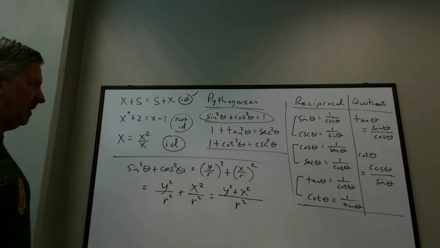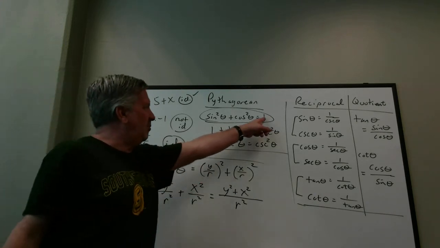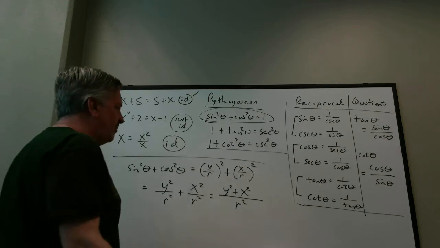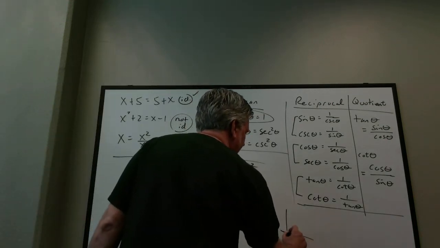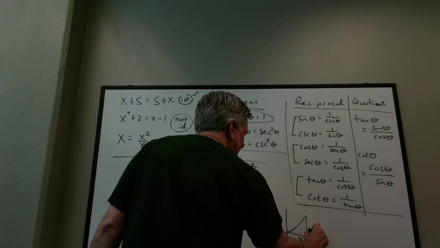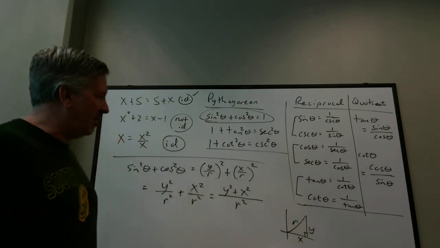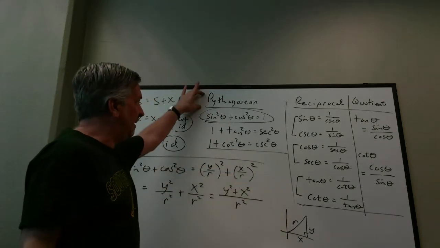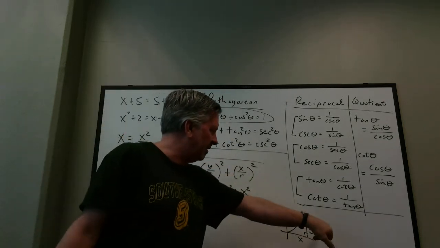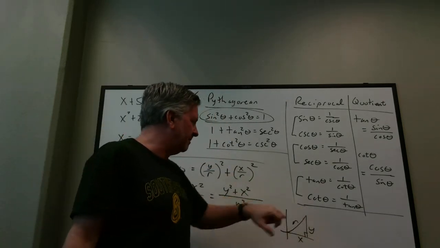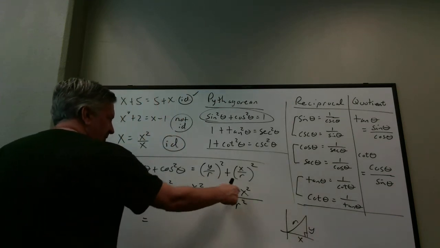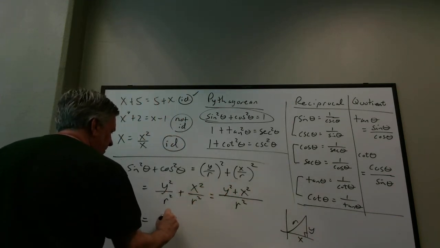Now that's not really looking like 1. Remember, we're trying to get to 1. But remember our picture, our x, y, r picture, the triangle picture. We had x and we had y and we had r. What was the relationship between x, y, and r? Pythagorean theorem, Pythagorean identities. X squared plus y squared is r squared. So I can replace the numerator, x squared plus y squared, with r squared.